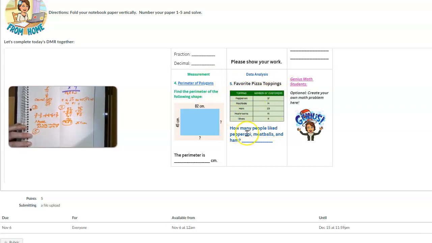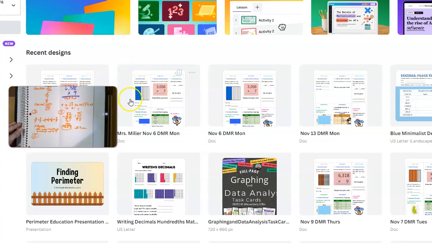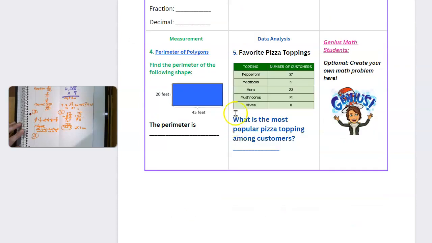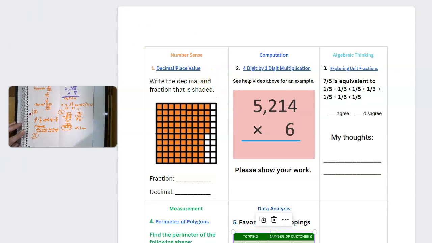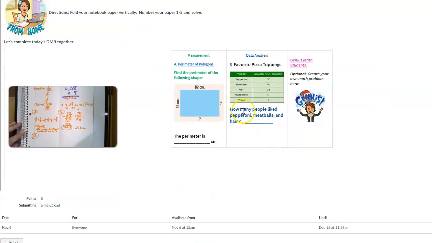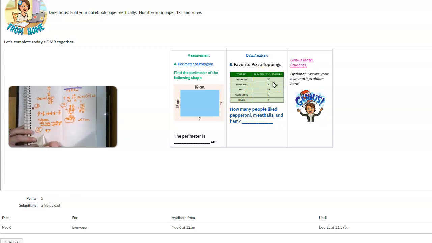Favorite pizza toppings. How many people like pepperoni, meatballs, and ham? Pepperoni shows. Let me get a better look here. Pepperoni was 37. I'm on the wrong one. Hold on. How many people like pepperoni, meatballs, and ham? Pepperoni is 37. Meatballs is 14. Ham 23.